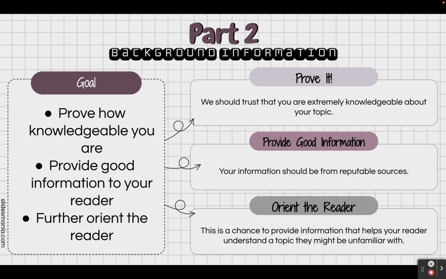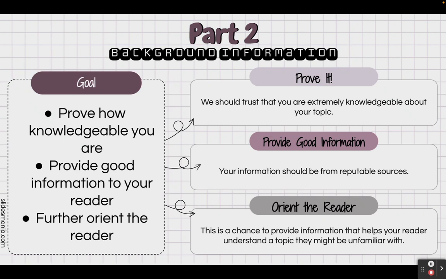Part two is background information. The goal is to prove how knowledgeable you are, provide good information to your reader, and further orient the reader. You've got to prove it. We should trust that you are extremely knowledgeable about your topic. Give us good information, so your information should be from reputable sources. And again, you should orient the reader. Make sure that your reader knows exactly what they're reading.